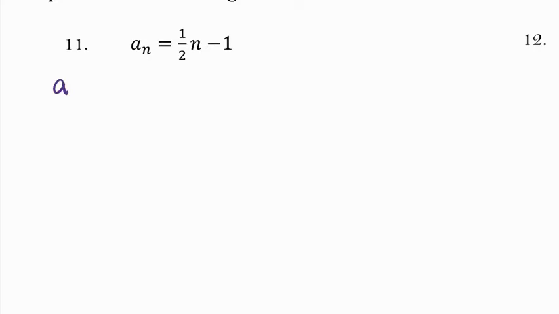So to find a sub 1, that's the first term, notice that I'm replacing the n with a 1, right? Because I want the first term. So if I replace this n with a 1, then I also am going to replace the variable in the formula with a 1. So our first term equals 1/2 times n, which is 1, minus 1. And well, that would be 1/2 times 1 is 1/2. 1/2 minus 1 would give us negative 1/2. So our first term is negative 1/2.